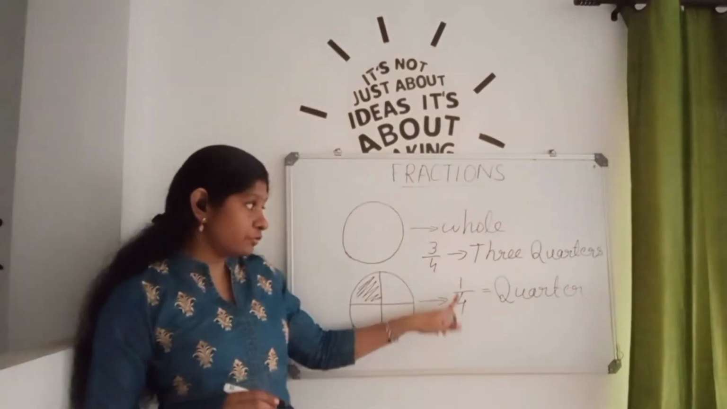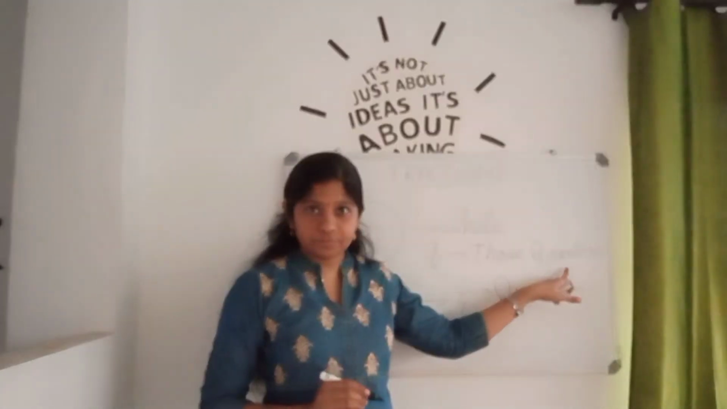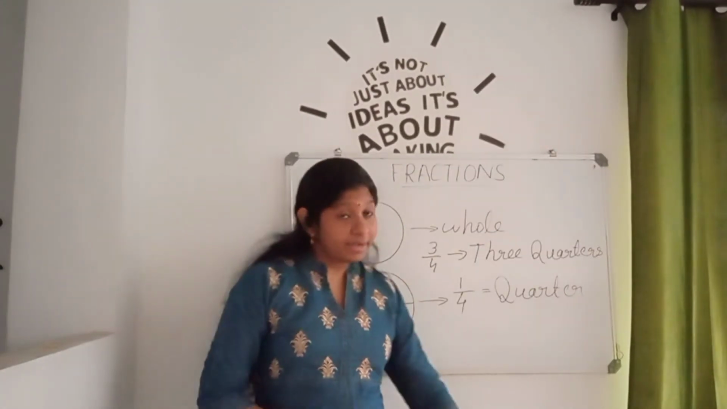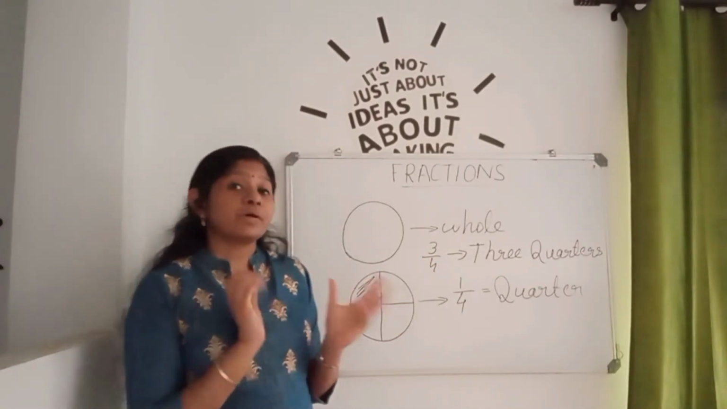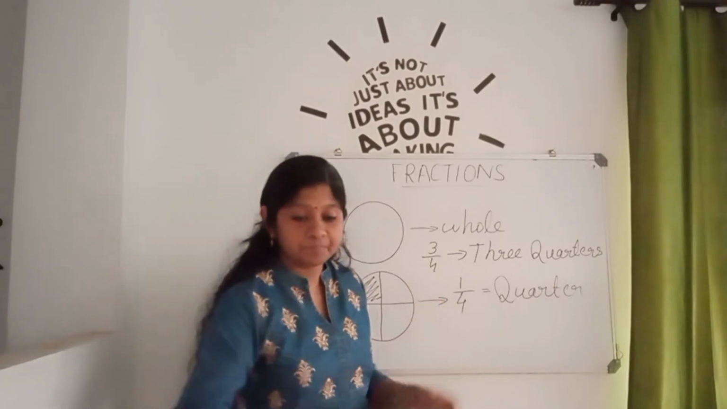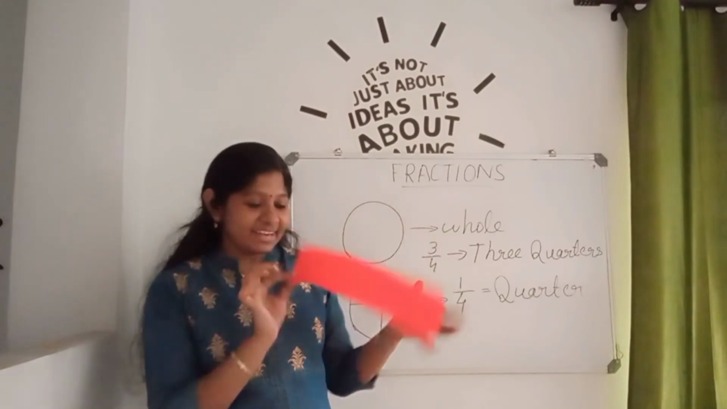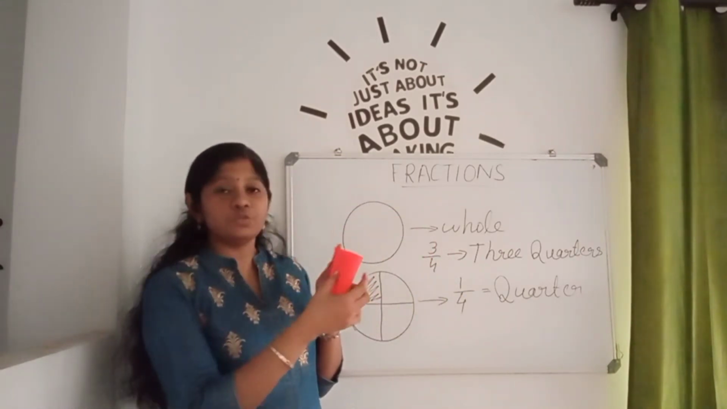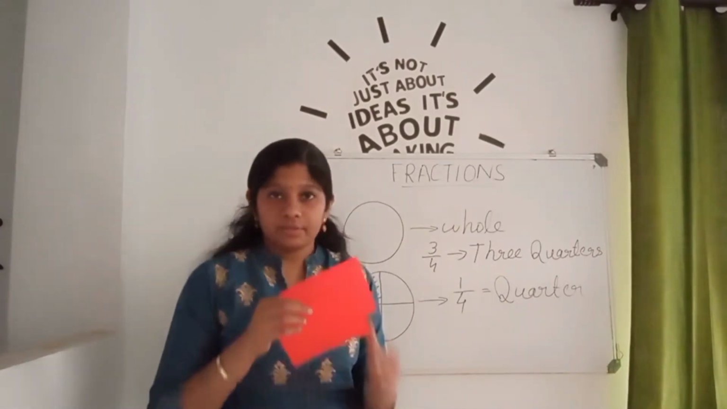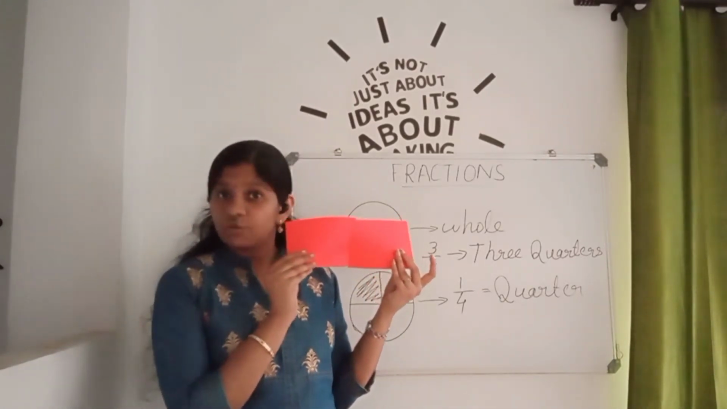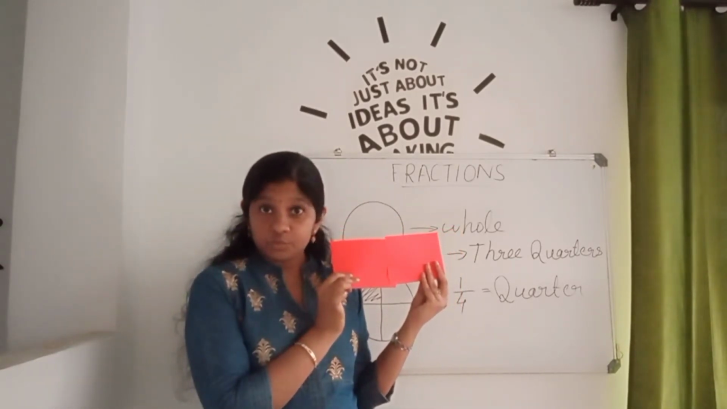So, 1 by 4 is 1 quarter. 3 by 4 is 3 quarters. Understood? Now, these all were about circles. What if it is some other shape? Let's see. This is a rectangle. Now I am going to cut this into two equal parts, like this. These are two equal parts, and one part I am taking out of two parts. So what is the fraction there?